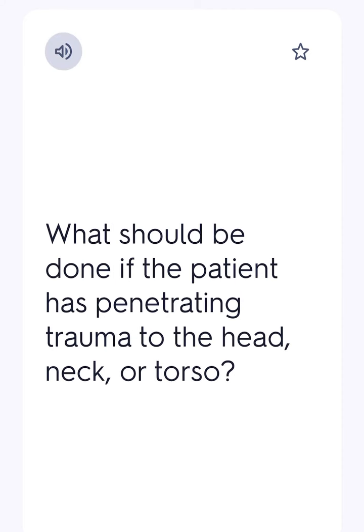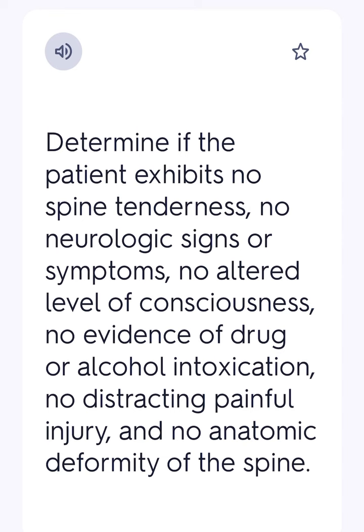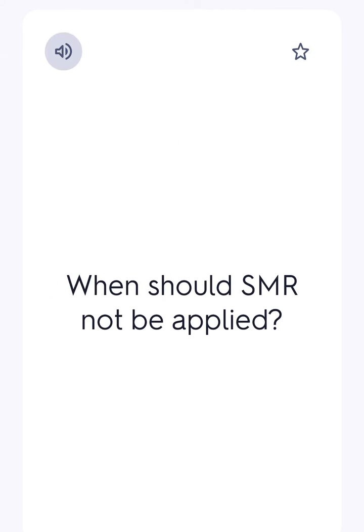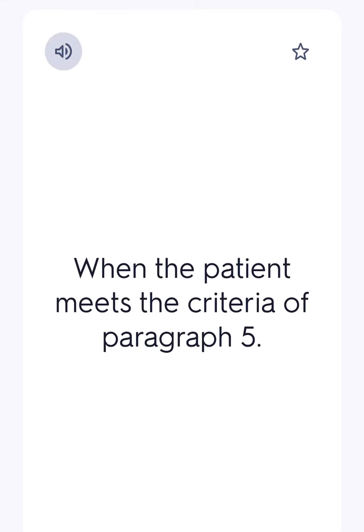What should be done if the patient has penetrating trauma to the head, neck, or torso? Determine if the patient exhibits no spine tenderness, no neurologic signs or symptoms, no altered level of consciousness, no evidence of drug or alcohol intoxication, no distracting painful injury, and no anatomic deformity of the spine. When should SMR not be applied? When the patient meets the criteria of paragraph 5.